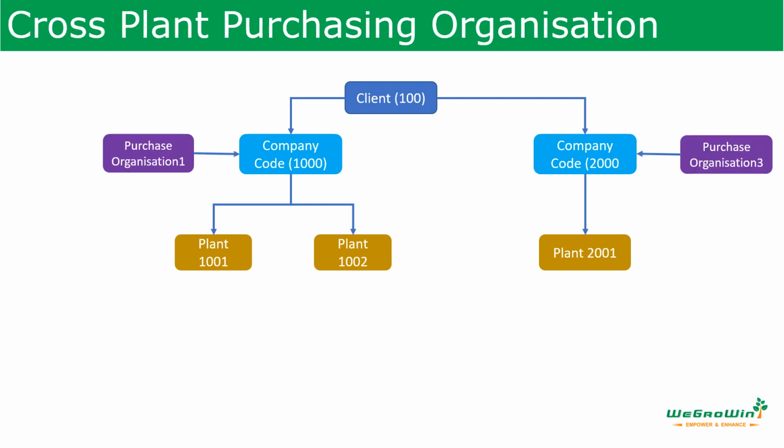This is company code specific or cross plant. We can call it company code specific or cross plant purchasing organization, in which the purchase organization will be assigned to the company code. So when it is assigned to the company code, the purchasing activities will be done for all the plants assigned to the company code through this purchase organization. That is what will be done. So here we are assigning each purchase organization to different company codes, right?